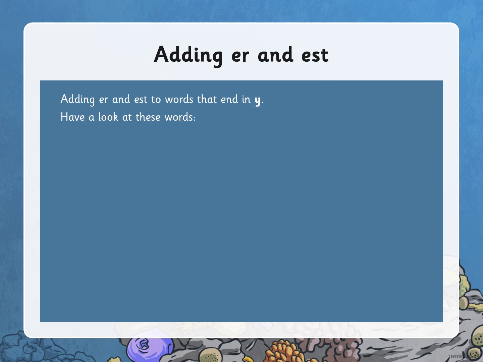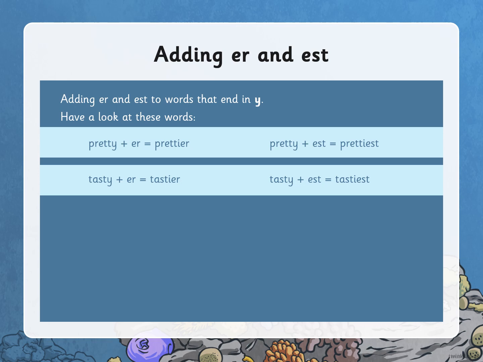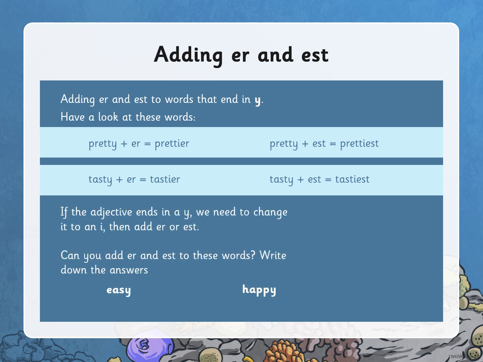Let's have a look at what we need to do if we're adding the ER and EST to words that end in Y. Have a look at these words. If an adjective ends in a Y, such as pretty or tasty, we need to change the Y to an I and then we add the ER or EST suffix.